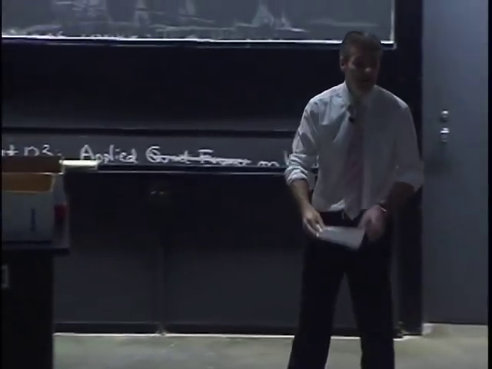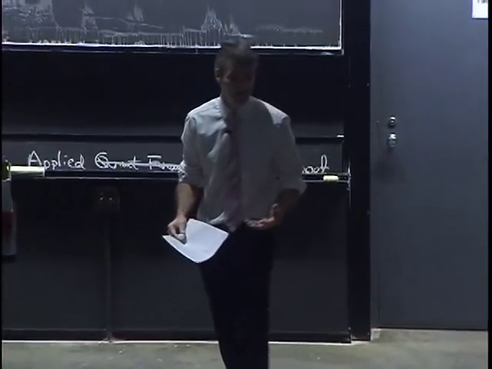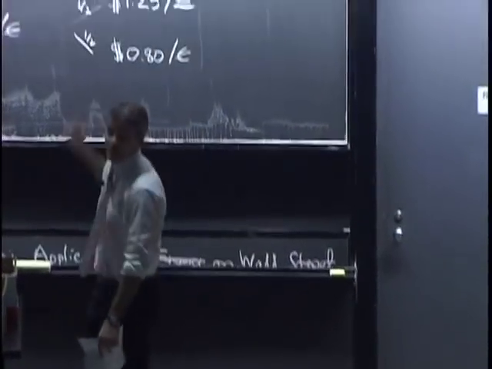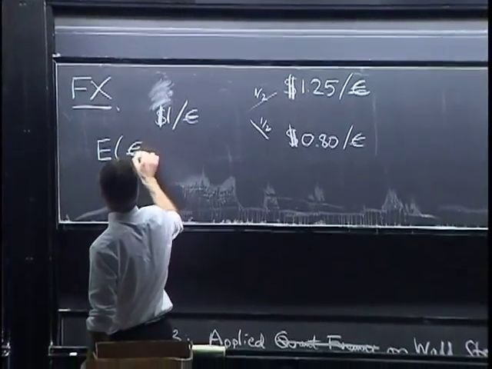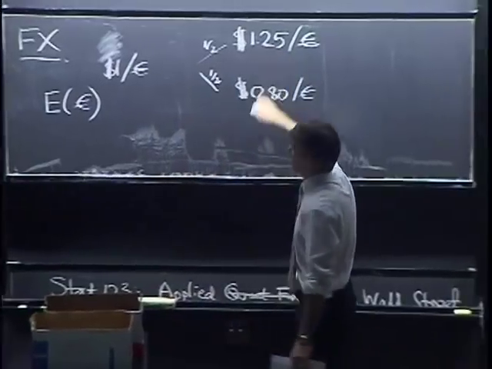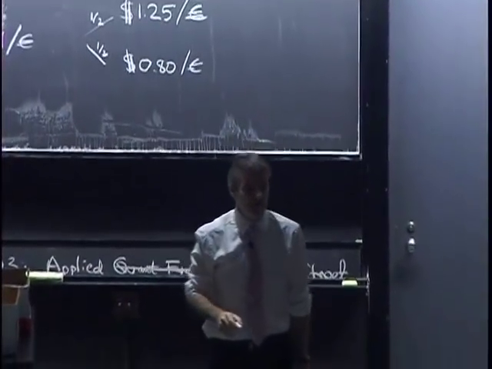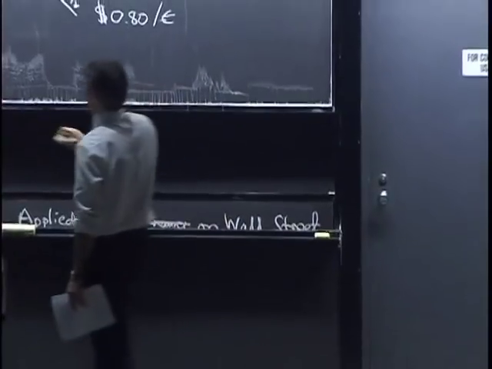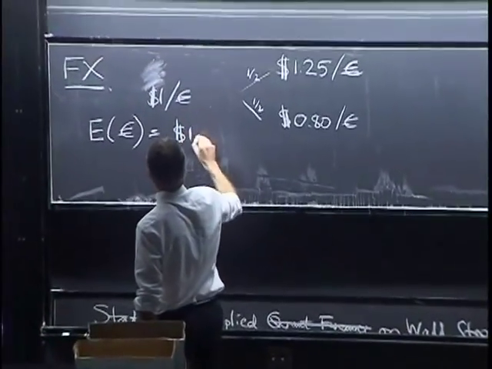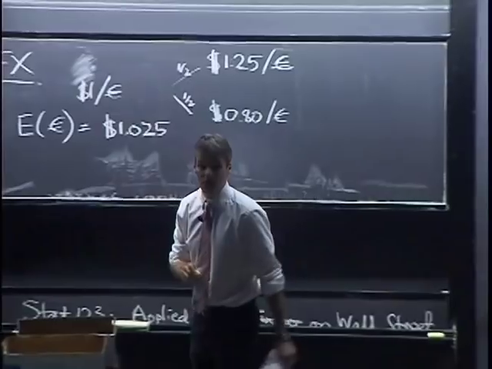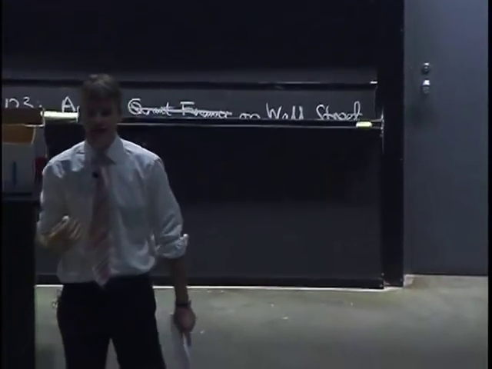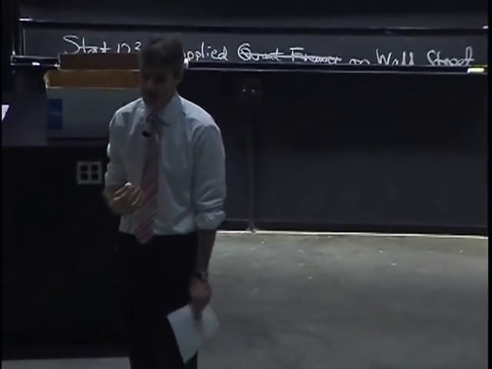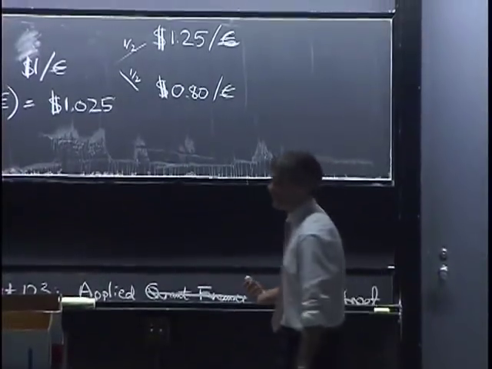Well, we can do expected value, expectation very easily. So the expected value of a euro in a year's time, which I'll just write as expected value of euro, is a half times $1.25 plus a half times 80 cents. That's easy. That's $1.025. So this is where I expect the euro to be in a year's time. It will have appreciated on average to $1.025. So that's pretty straightforward expectation.